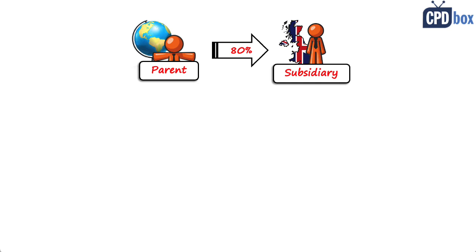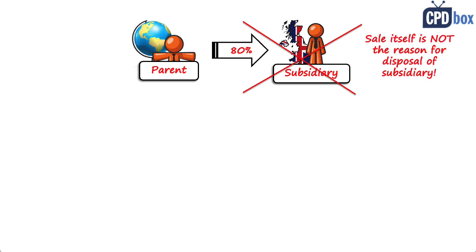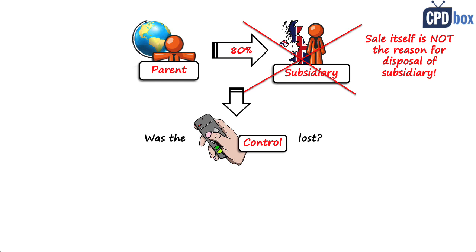So, let's imagine a parent has owned 80% shares in a subsidiary, and after some time it sells the whole share to the third party. So the subsidiary is no longer here in the group. Now be careful, because the sale of shares itself is not the reason for disposal of a subsidiary. But we need to ask, did the parent lose its control of that subsidiary or not? So the focus is on control.